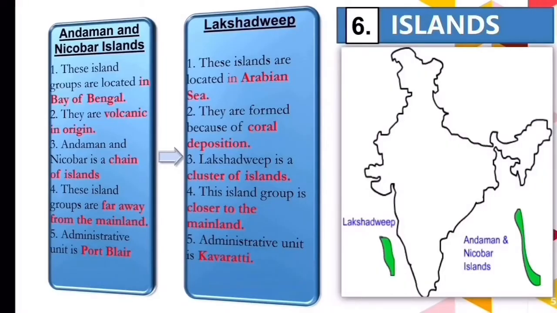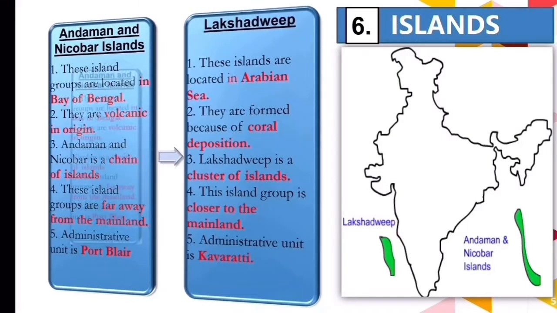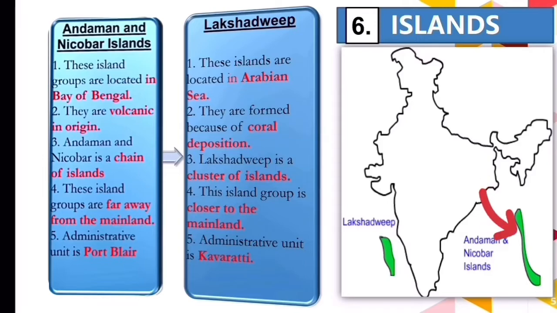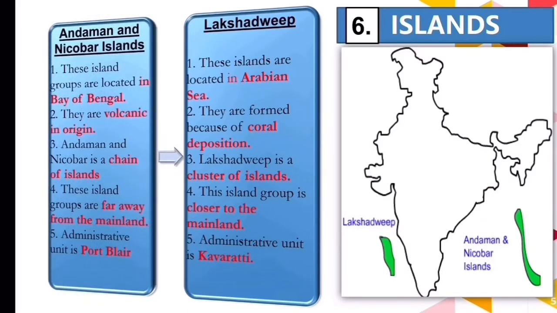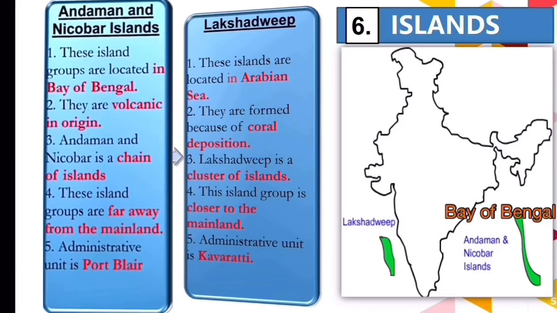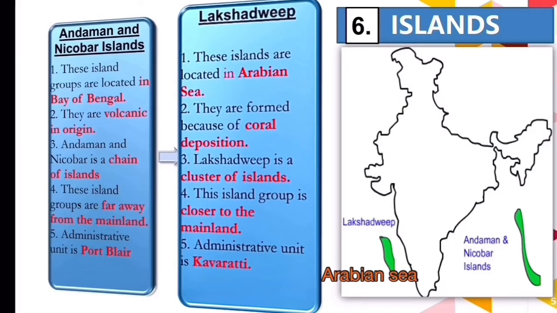The next most important physiographic division is the island groups of India. There are two island groups, namely Lakshadweep in the southwest and Andaman and Nicobar in the southeast part of India. Let's look at the characteristics of these two island groups. Andaman is located in the Bay of Bengal, while Lakshadweep is in the Arabian Sea.